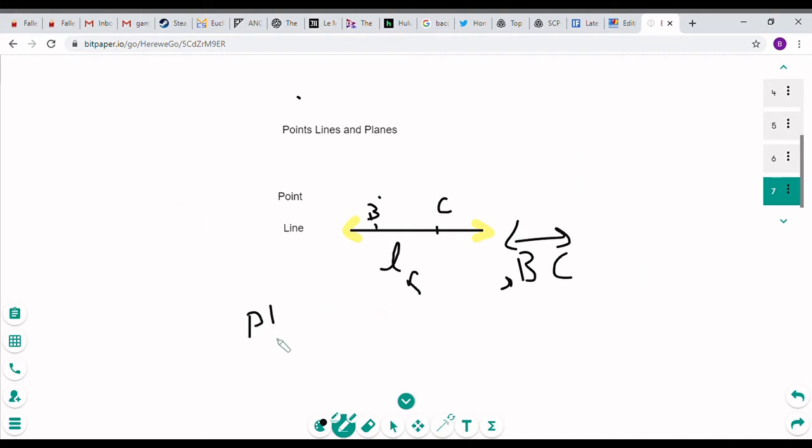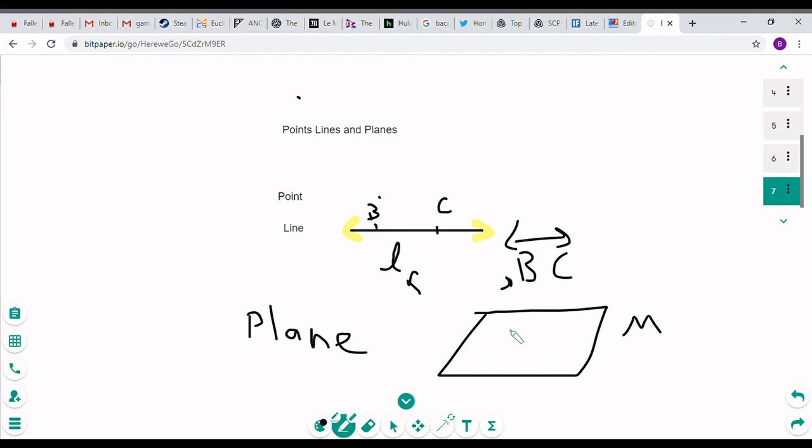Okay, what is a plane? A plane is a two-dimensional thing, so it's like a sheet of paper. Planes will either be listed as just a single capital letter or 3 points.